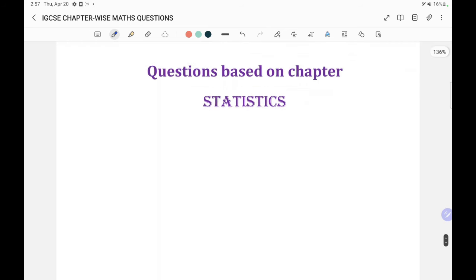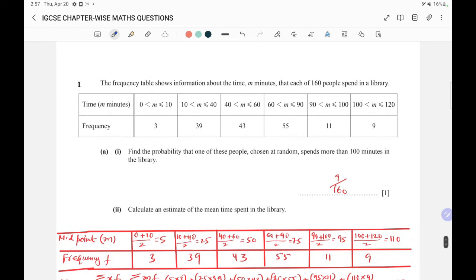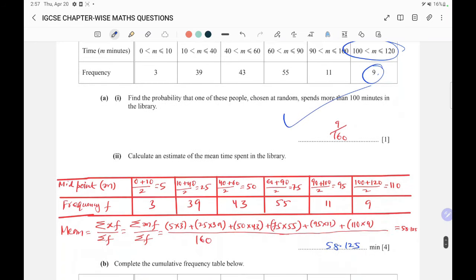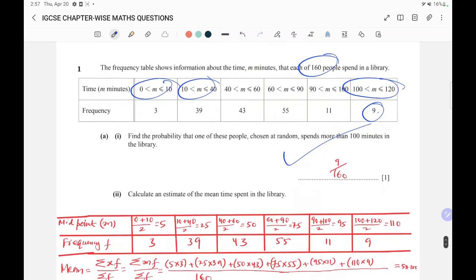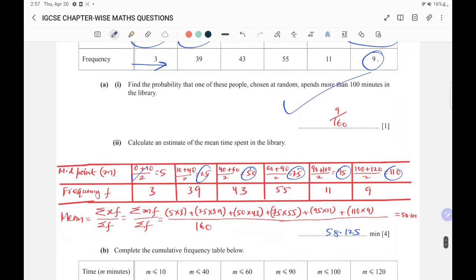Now statistics. So here this question says time and frequency is given. Find the probability that one of these people chosen at random spends more than 100 minutes. So here this case, which is 9 over 160. Calculate estimate of the mean. So we need to find the midpoint of this. That will be considered as x or m. So midpoint is 0 plus 10 by 2. I found the midpoint of all. You can just check. Frequencies are already given.